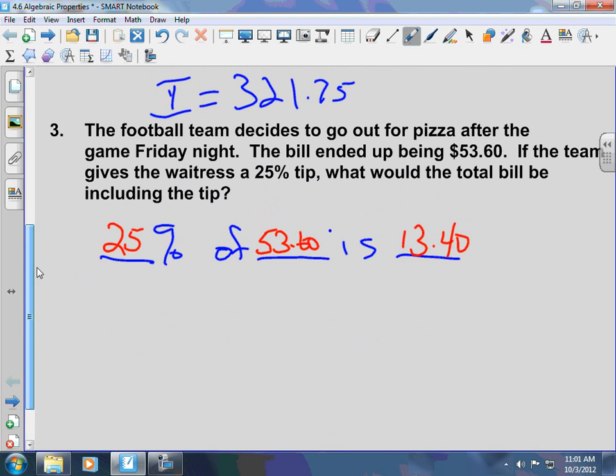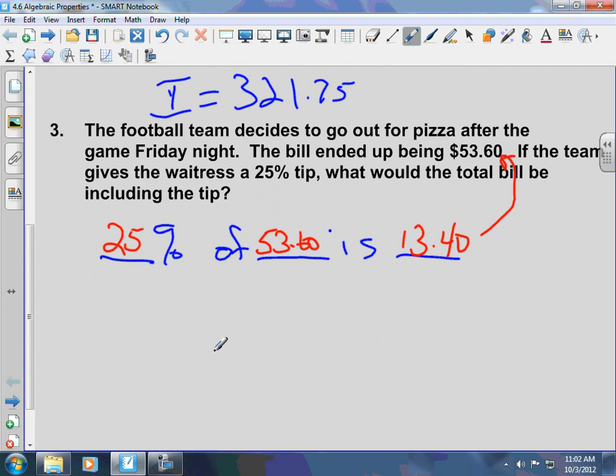Now, the question is, is that my answer? Class, is that my answer? No. The other question is, what do I do? Do I add it to that or subtract it? No! Tip gets added. You're leaving extra money for what the waitress did. The waitress brought you your food, so you're leaving extra money. That gets added onto your bill.